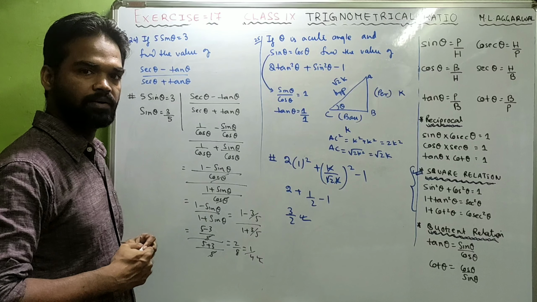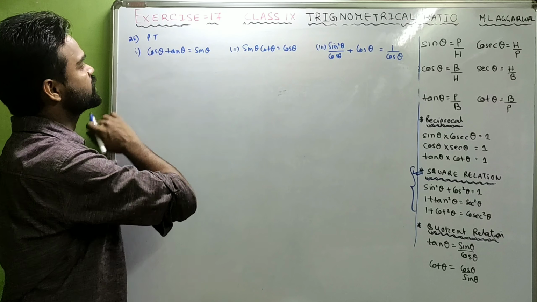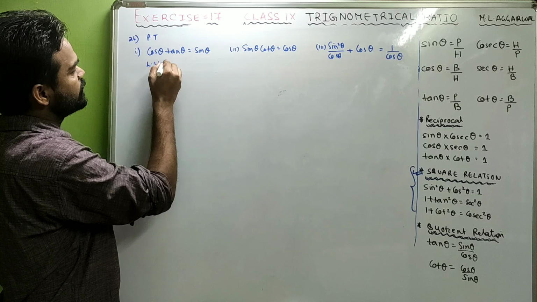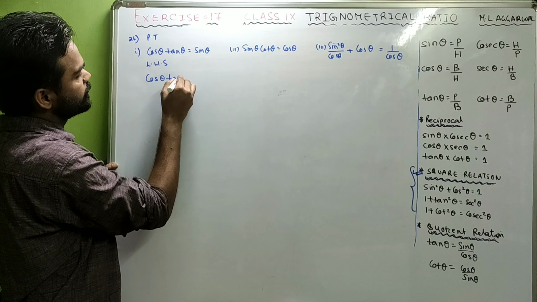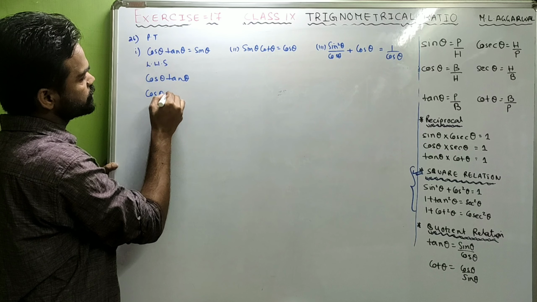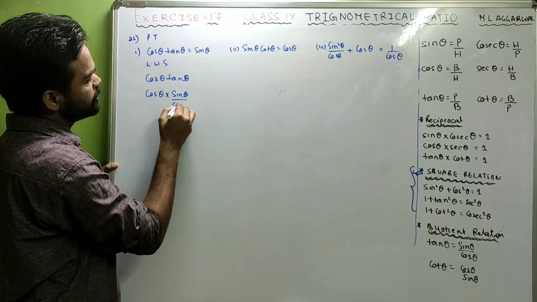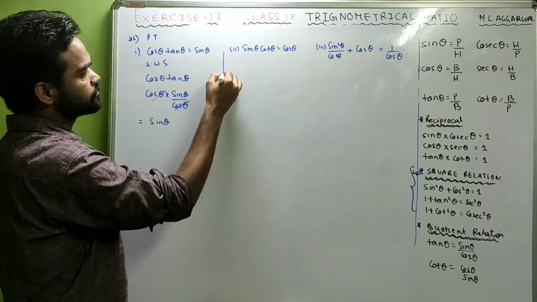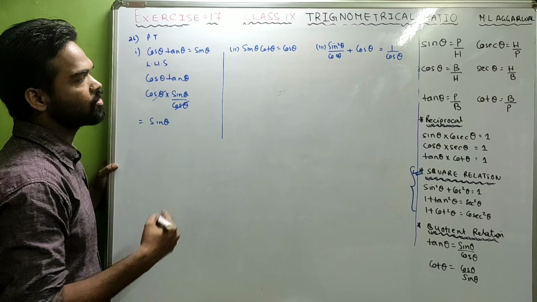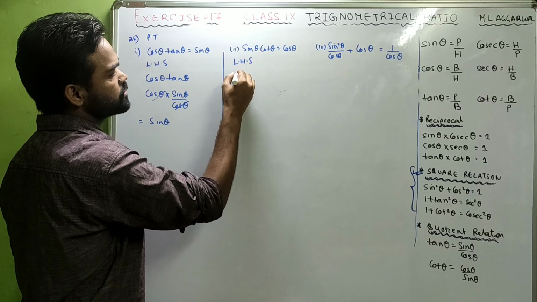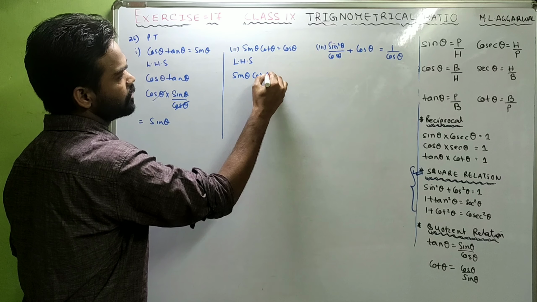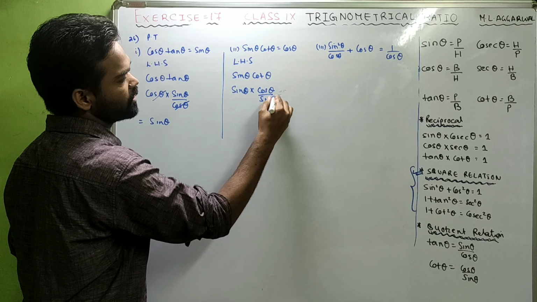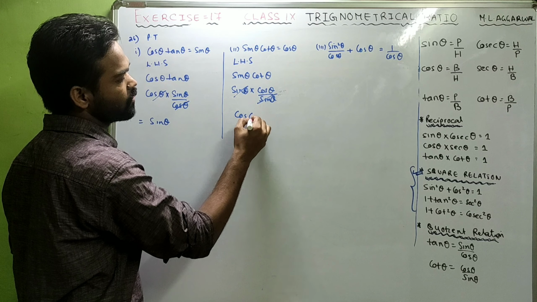Now let us look at the next sum. 26 part 1. Prove that cos theta tan theta equals sin theta. Very easy. Take the left hand side, cos theta tan theta. By quotient relation tan theta is sin theta by cos theta, so this is nothing but sin theta. Done. Look at part 2: sin theta cot theta is cos theta. Same way, LHS is sin theta cot theta. We know cot theta is cos theta by sin theta by quotient relation, so that's cos theta.